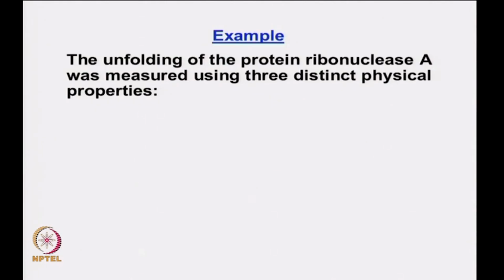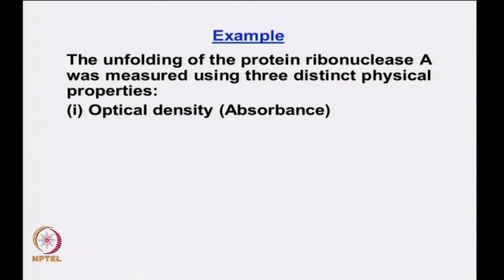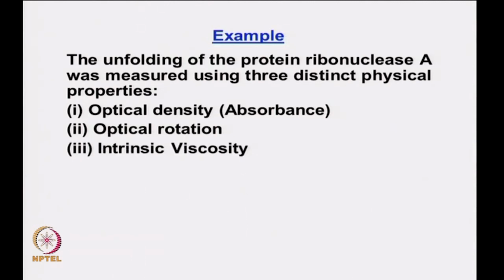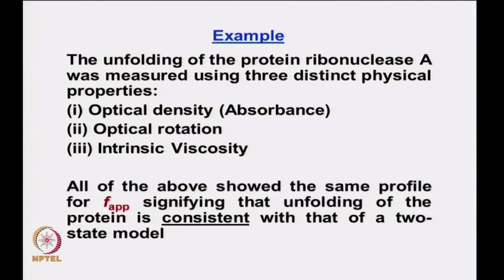What did they do? They looked at the unfolding of protein ribonuclease A using 3 different techniques. What are the techniques? One is optical density, which is UV visible spectroscopy, absorbance. The other one is optical rotation. The other one is intrinsic viscosity. Okay. So, they looked at viscosity which is intrinsic to the protein, and I do not have the plot, but what they saw was all of the above showed the same profile for F app, that means F apparent.